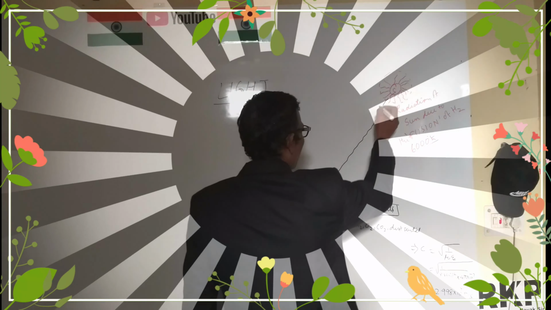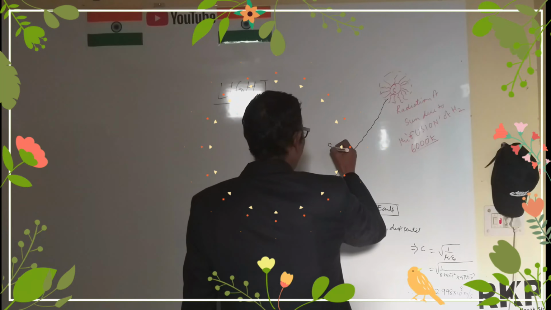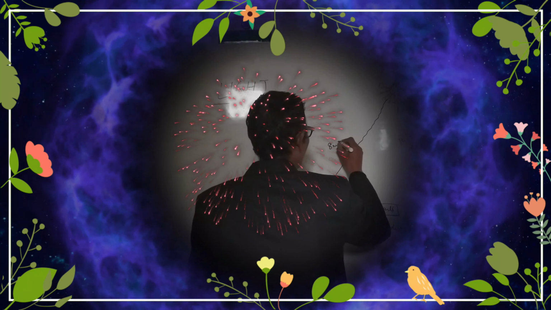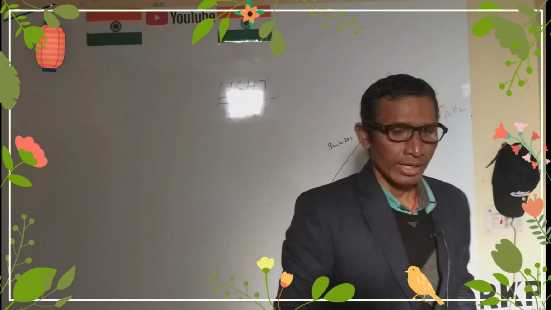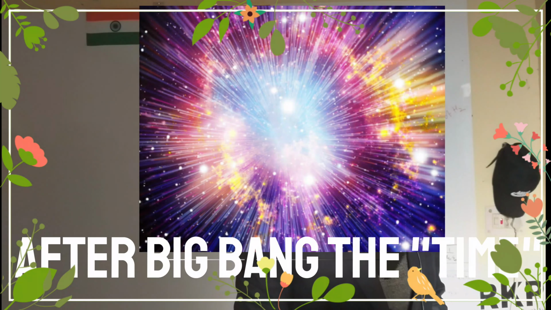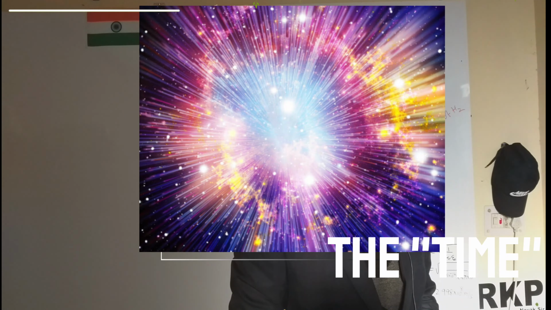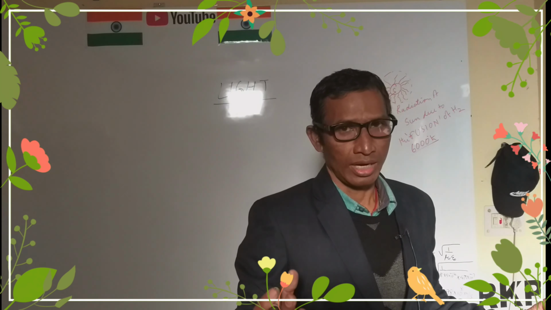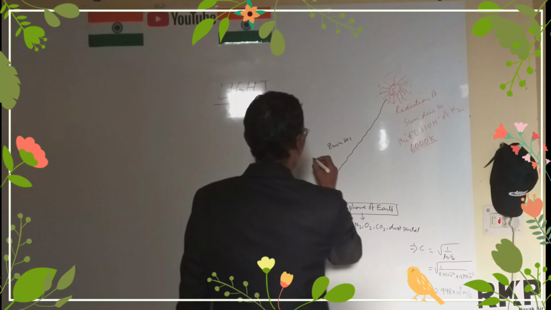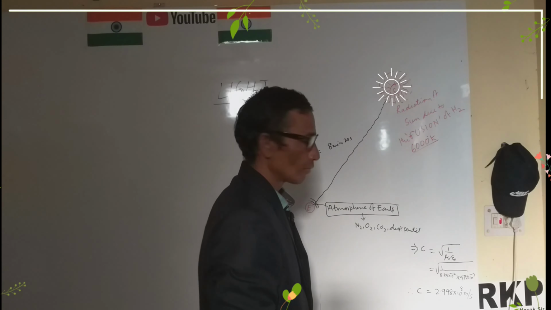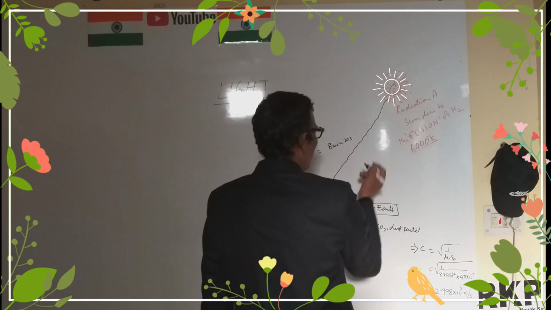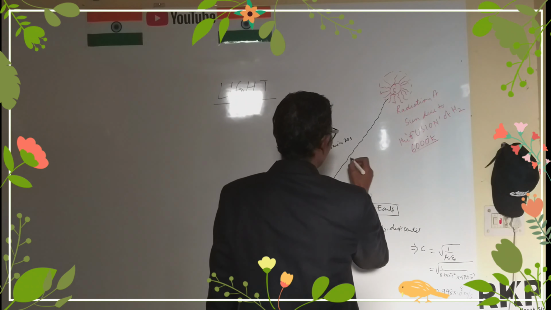So when the light travels this great distance, it takes 8 minutes 20 seconds. This is general knowledge: what is the time duration for sunlight to reach the earth? That is the time duration. And the speed of light, this one.